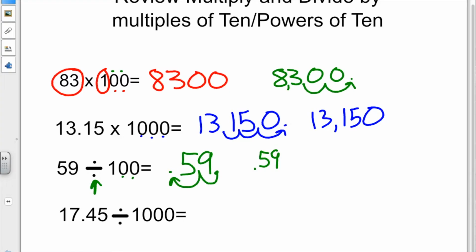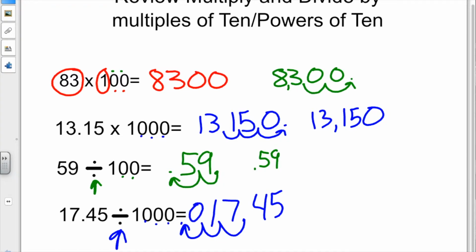And for the last one here, we have 17.45 divided by 1,000. Again, we need to move the decimal to the left because we are dividing by 1,000, so 3 spots. So go over 1, 2, 3. What goes in this empty space here to the left of the 1? Who can tell me that? Yes, that would be a 0. So your answer is 0.01745, which looks like 10 thousandths. That's a very, very small number.